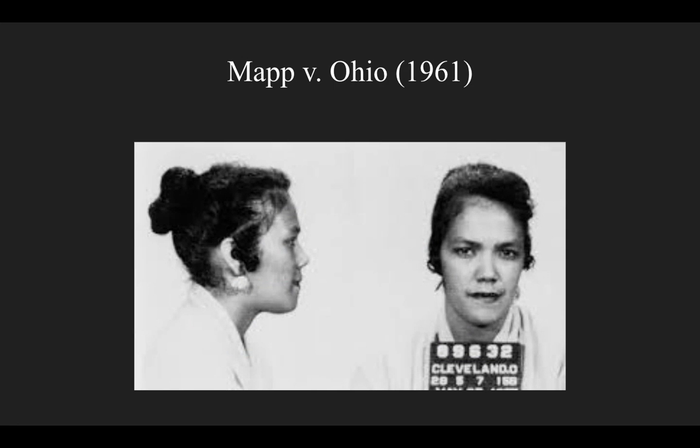Now, in Mapp versus Ohio of 1961, in a 6-3 decision, the exclusionary rule was created, stating evidence obtained by illegal searches and seizures was inadmissible in federal and state courts. But the police do not always need a warrant to seize evidence or arrest persons.